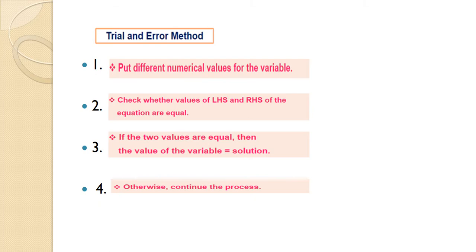First we have to put the given numerical value, that is x is equal to 1, for the variable. Now check whether the value of the LHS and RHS of the equation are equal. And if the values are equal, then that value, that is x is equal to 1, is the solution of the given equation. Otherwise, continue with the next value, that is x is equal to 2, x is equal to 3, x is equal to 4, until you get LHS is equal to RHS.